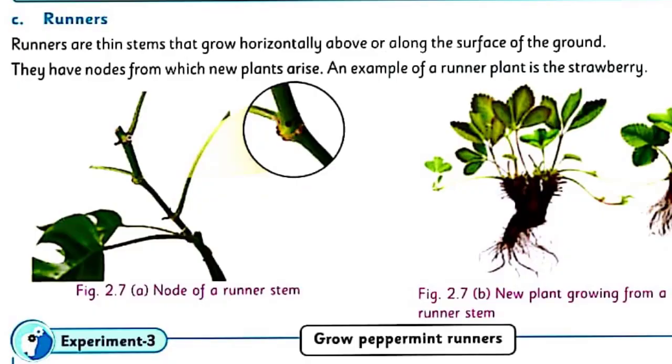C. Runners are thin stems that grow horizontally above or along the surface of the ground. They have nodes from which new plants arise. An example of a runner plant is the strawberry.